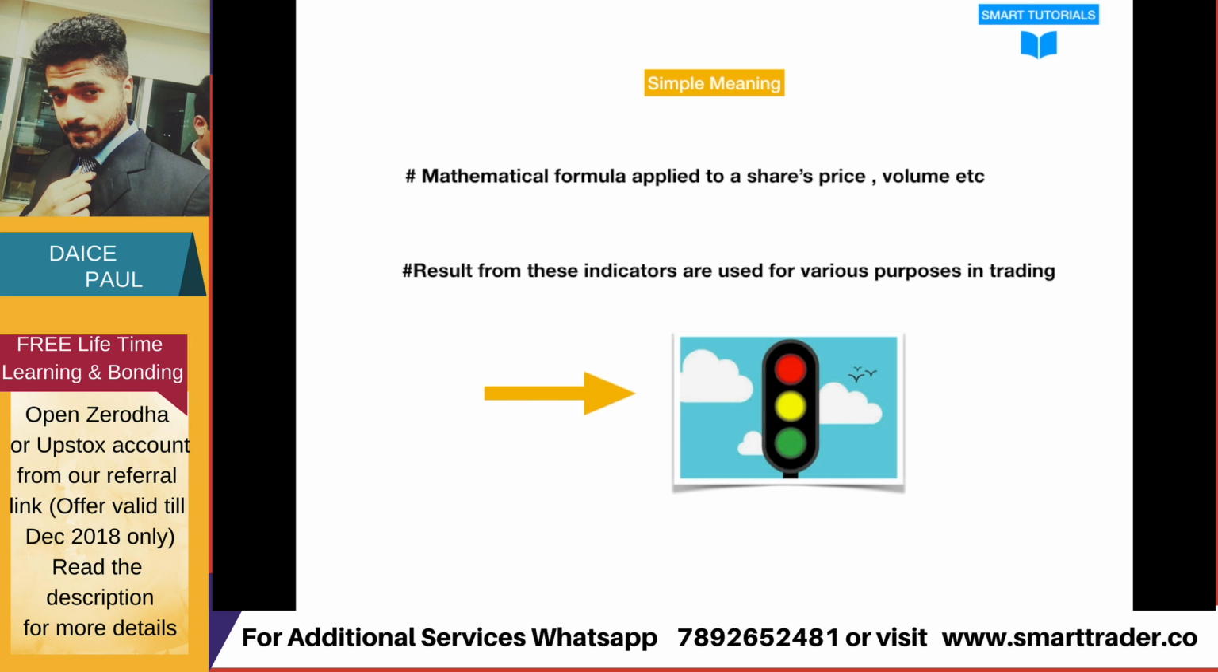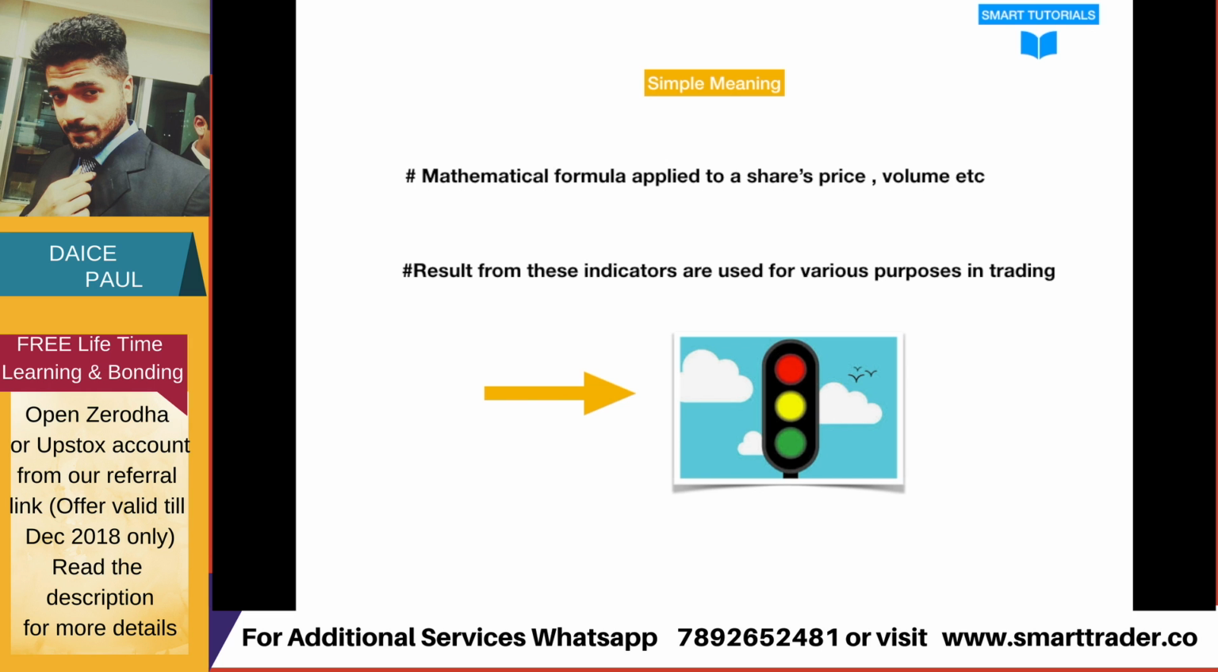Keeping some logic, they would have created some indicators. So it's mainly all formulas using all the data which they receive from the market. A technical indicator is mainly a mathematical formula which you need to understand. It's not rocket science, don't worry, it will be simple. The second thing I would say is that the results from these indicators are used for various purposes in trading. So this is the main thing.